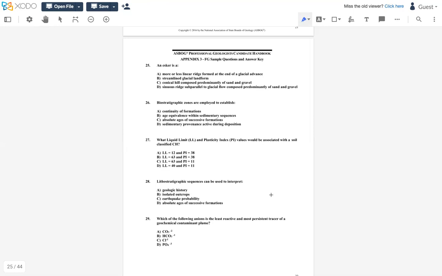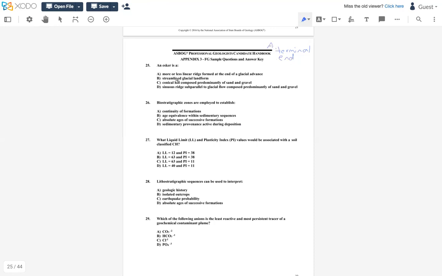But in any case, I'm kind of excited. So an esker, let's go through the options. A, more or less linear ridge formed at the end of a glacial advance. So that sounds to me like a terminal moraine. So terminal moraines are also called end moraines. There's not really enough space. I wish there was, but let's see here. I'll start up here. So terminal or end moraine is going to be A.